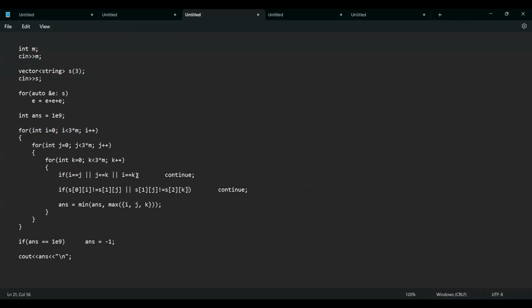Right? So anyway, after this point, I will take my answer to be the minimum of answer, comma, maximum of these 3 values. Finally, I can print my answer. Is it clear?